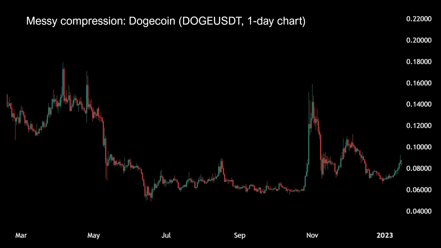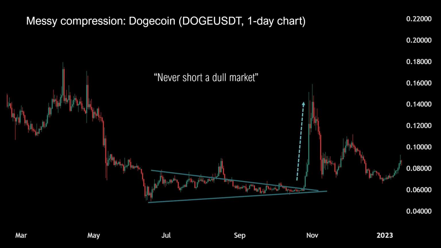At the bottom, you can see the price is compressing as volatility is decreasing. Essentially, investors are losing interest in Dogecoin and the price is showing it. And then things get really dull. But as the saying goes, never short a dull market. You see, when the market is dull like this, especially after a slowing decline in the price, all the sellers who would have sold have probably already left the market, so it doesn't take much buying pressure to flip the script and then cause the price to go up.